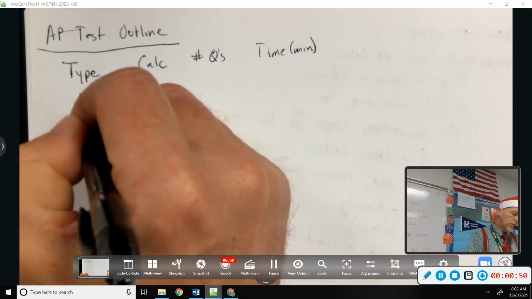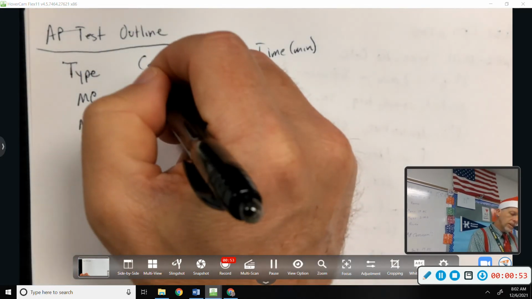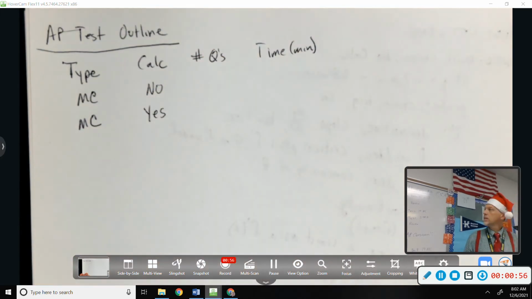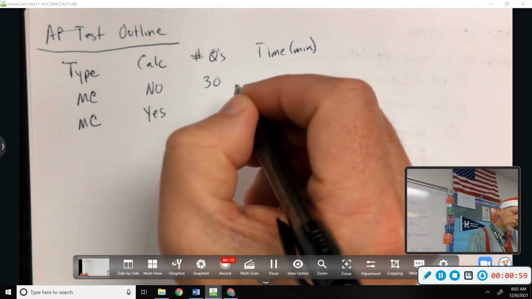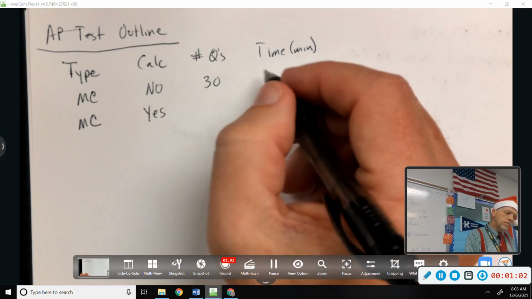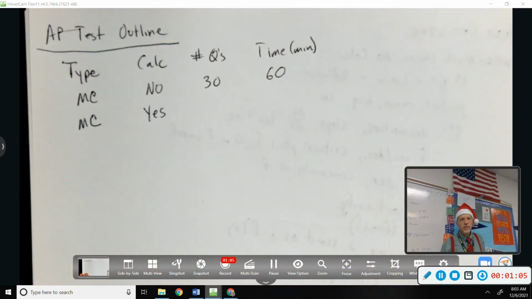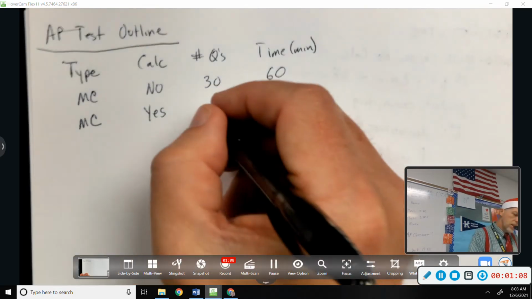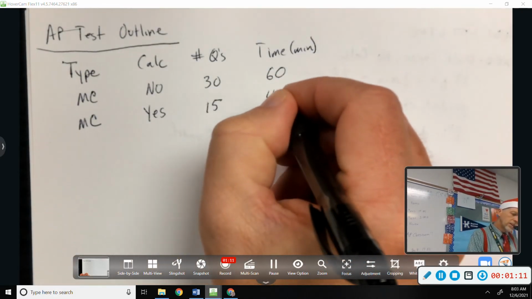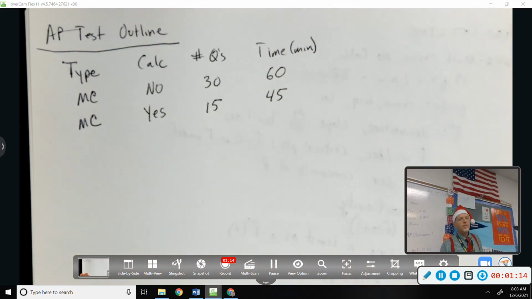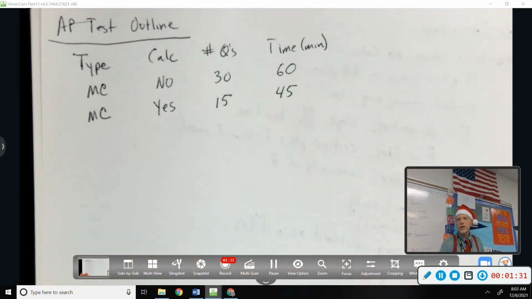So you start with the multiple choice, start without the calculator, then you get to use the calculator. 30 questions of no calculator for an hour. That's 2 minutes each. 15 questions with calculator for 45 minutes. So they give you extra time when you have the calculator because they know that it takes a little bit of time to type the equation in. It's a complicated equation. You got to put the fraction bar, then you graph it, and then you play with your window to make sure you're looking at it right. So they're trying to account for that by giving you more time with the calculator.